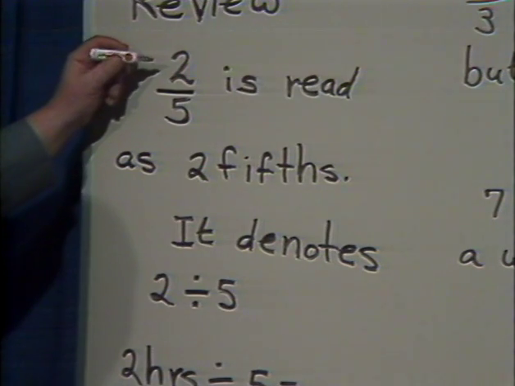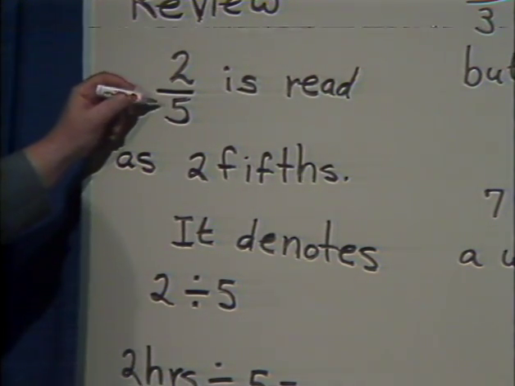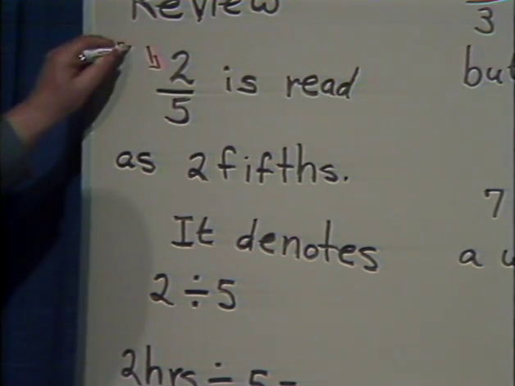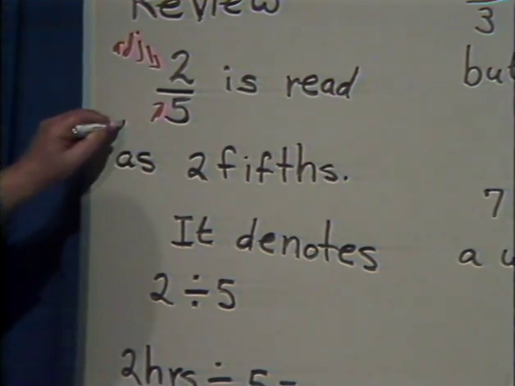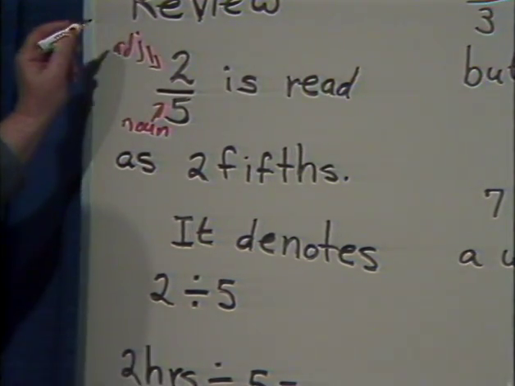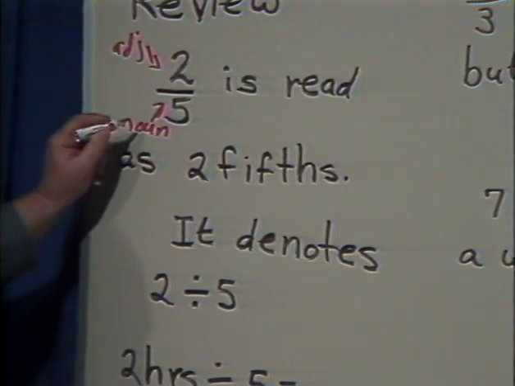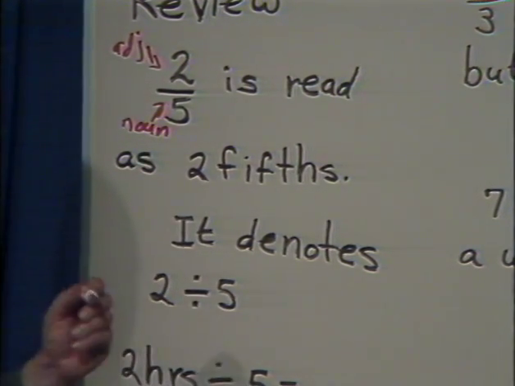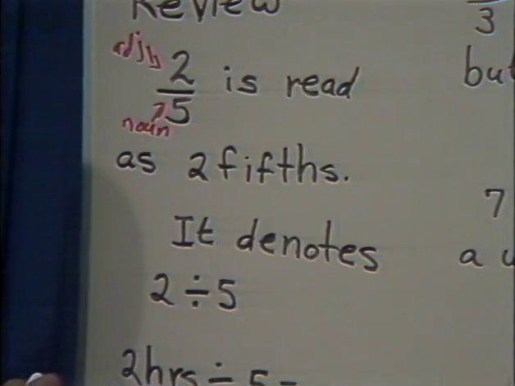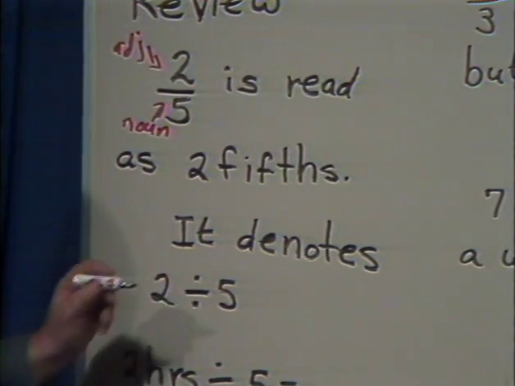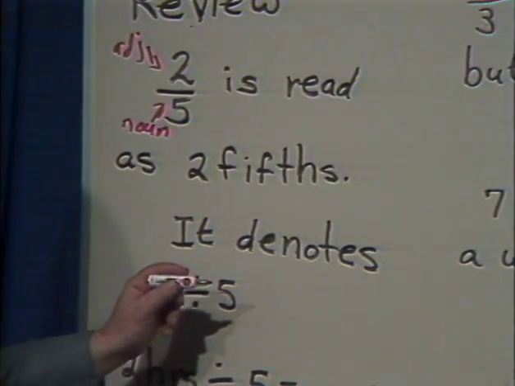The review is that the common fraction 2 over 5 is read as 2/5. You see, 2 is the adjective, 5 is the noun. See, numerator, enumerate, how many. Denominator, denomination, size. And when we say 2/5, it denotes the answer to a rate problem, to a division problem. 2/5 denotes the answer to the problem 2 divided by 5.